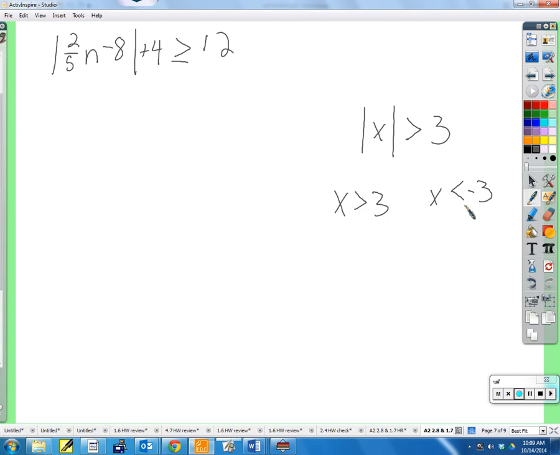So if x is bigger than 3, if it's 3, 4, 5, 6, 7, 8, whatever, then the absolute value of that will be bigger than 3. If x is negative 4, negative 5, negative 6, negative 7, absolute value of all those numbers is also bigger than 3.